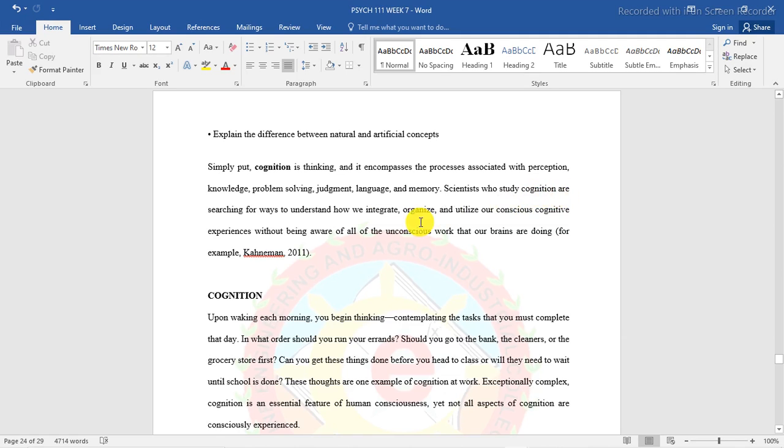Scientists who study cognition are searching for ways to understand how we integrate, organize, and utilize our conscious cognitive experience without being aware of or conscious of the work of our brain. So, yan yung cognition natin na i-studyhan ng mga scientists. Paano tayo nakakalain ng mga bagay, paano tayo nag-iisip unconsciously.